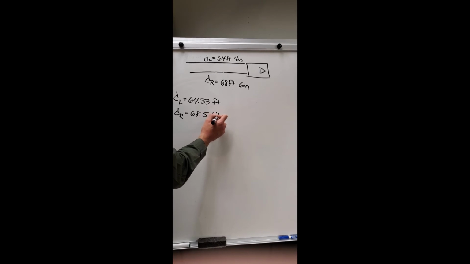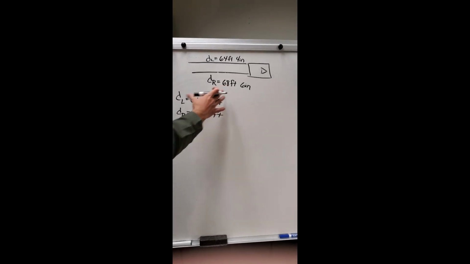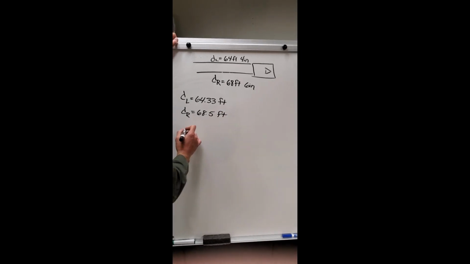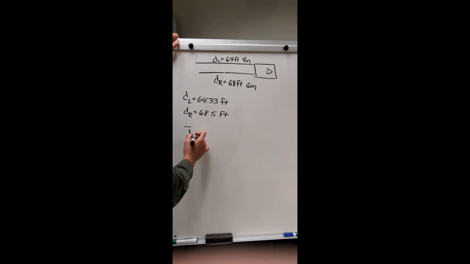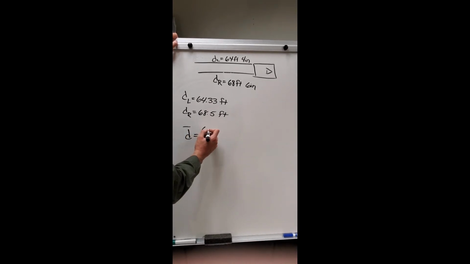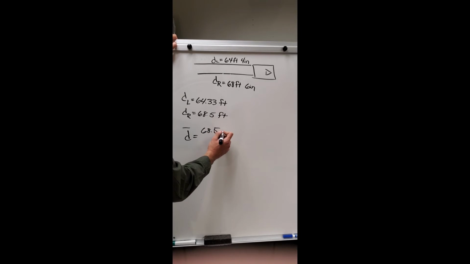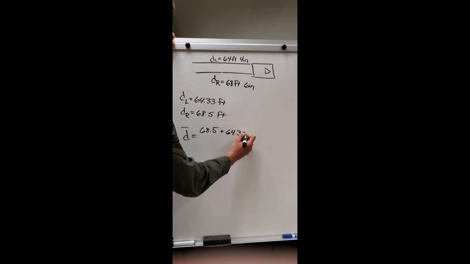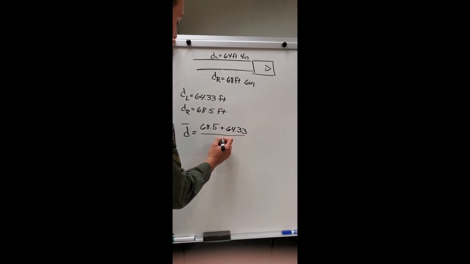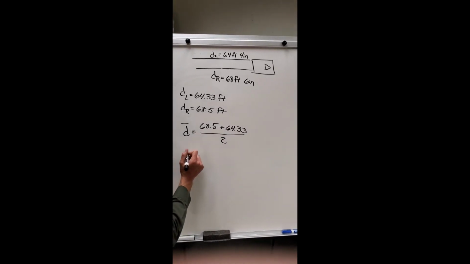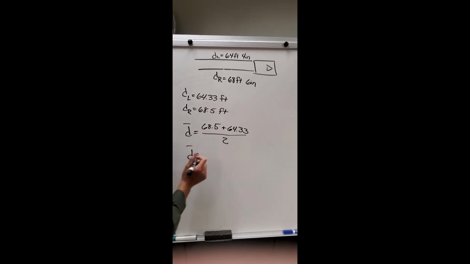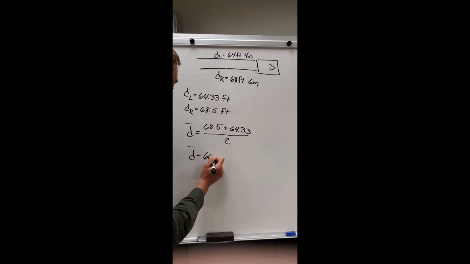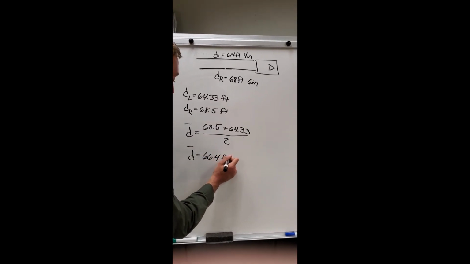68.5 feet. Now, I just mentioned that we want to average these together, which is exactly what we did in the previous section when we were coming up with the coefficient of friction. So the average distance that the vehicle skidded is equal to 68.5 plus 64.33 divided by 2. So our average distance is equal to 66.4 feet.